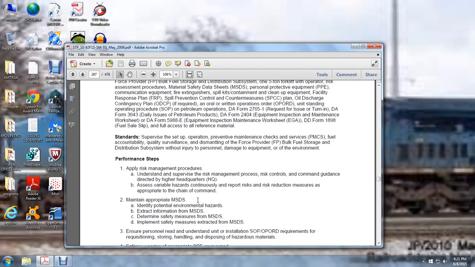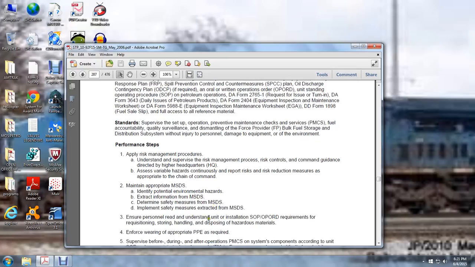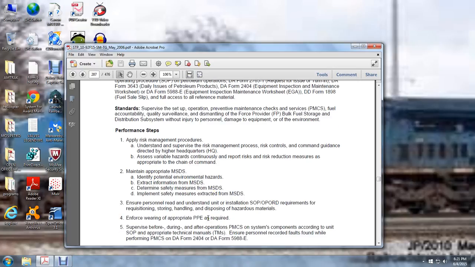Maintain appropriate material safety data sheets, identifying potential environmental hazards. Extract information from the material safety data sheets and determine safety measures. Implement the safety measures extracted from the material safety data sheet. Ensure personnel are reading and understanding the unit standard authorization procedures and operation orders, requirements for requisitioning, storing, handling, and disposing of hazardous material.